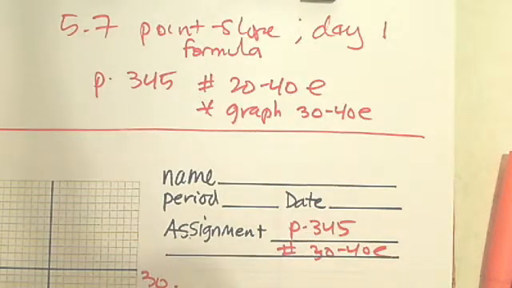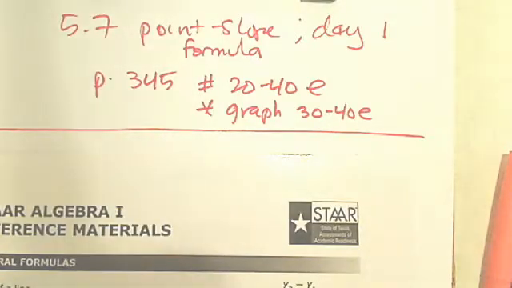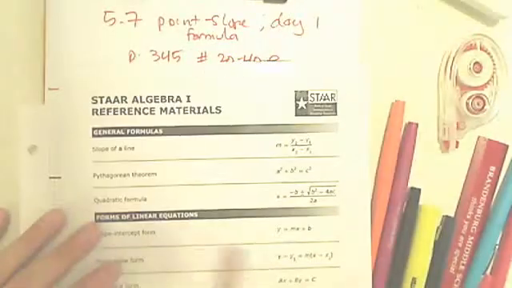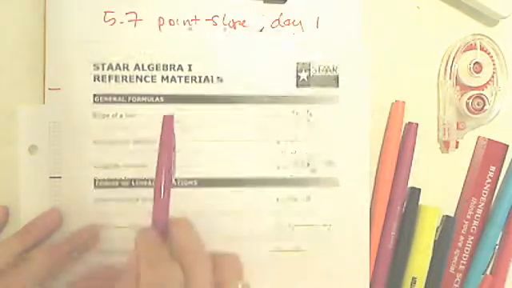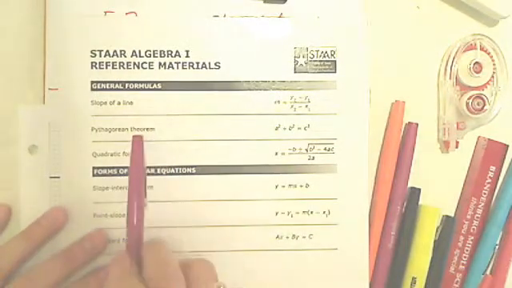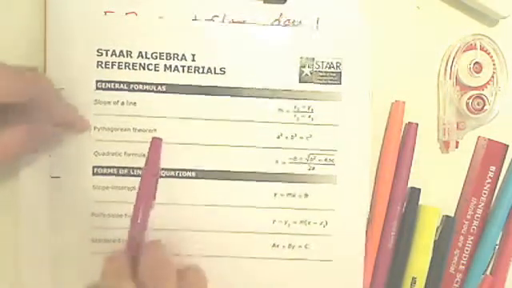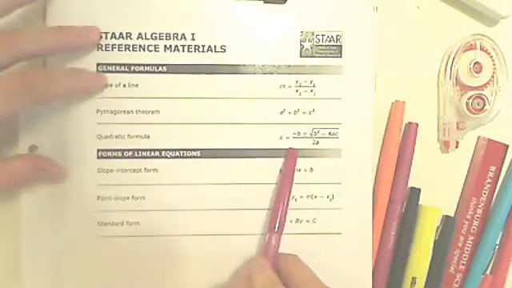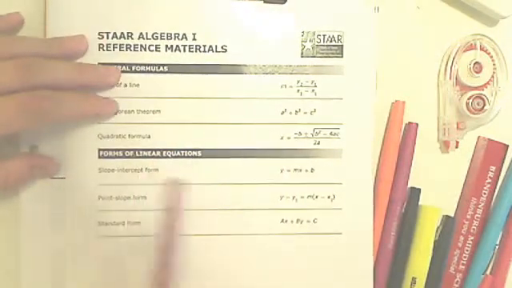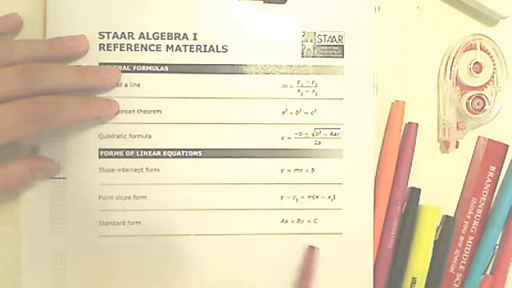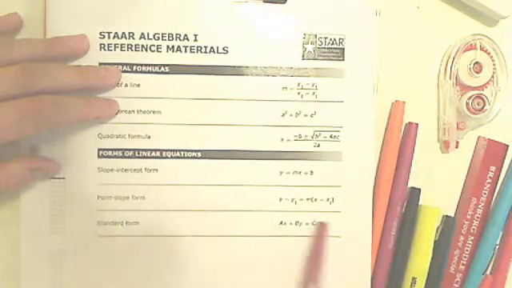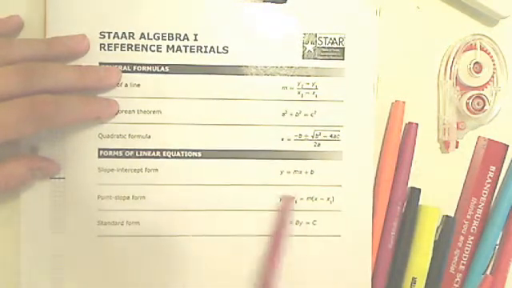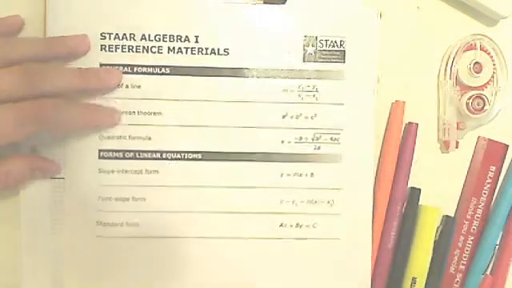Okay, here we go. On your formula chart, so far we've done slope of a line, Pythagorean theorem, which we'll do soon but should already have from 7th grade, quadratic, which we'll do in May, slope-intercept form, and standard form. The last one we're learning off this chart is the point-slope form. This is today's lecture.